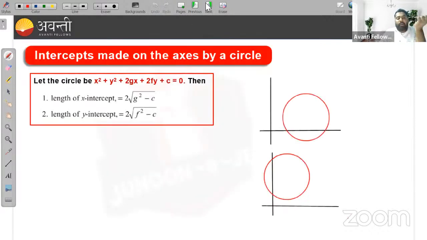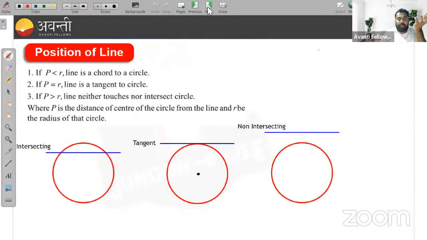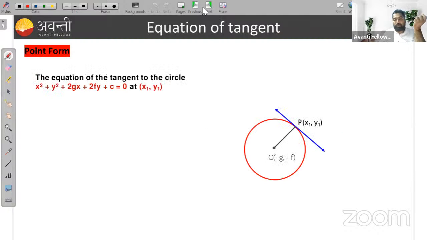Okay. So, we already discussed these things now. Intercept made on the axis by circle, position of a point, then position of a line. Okay, now we'll go through the equation of tangent.